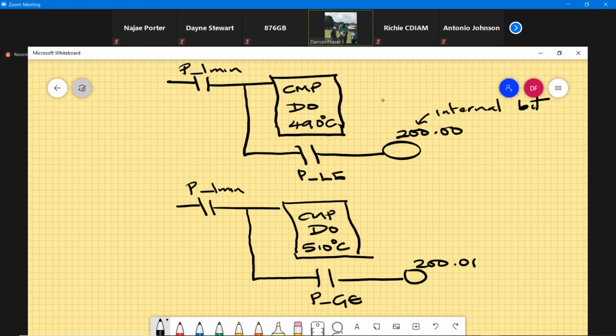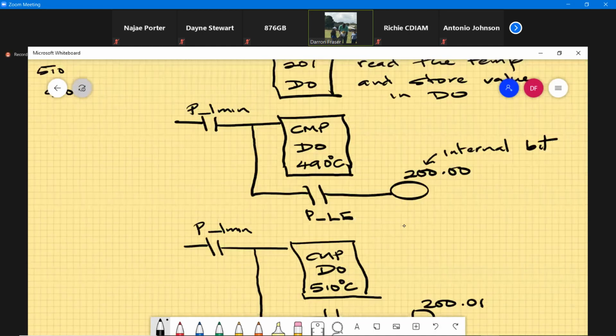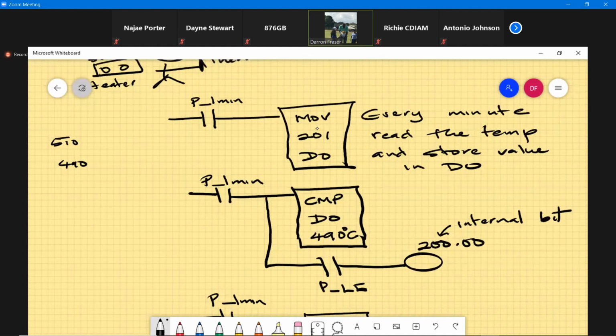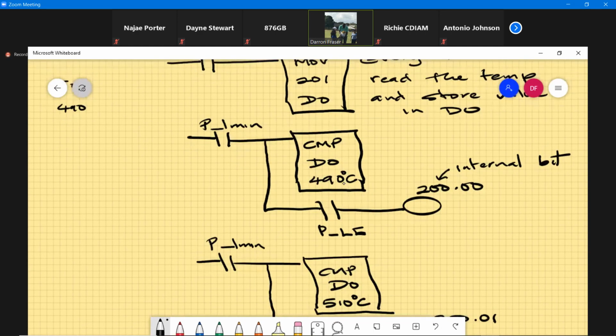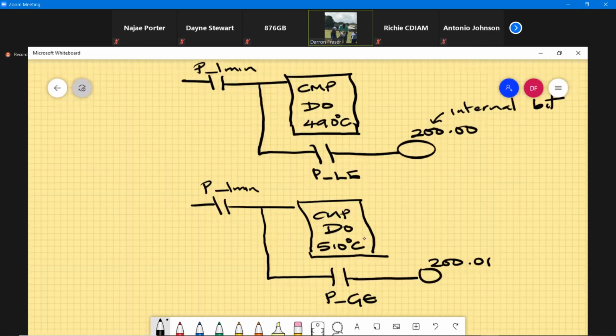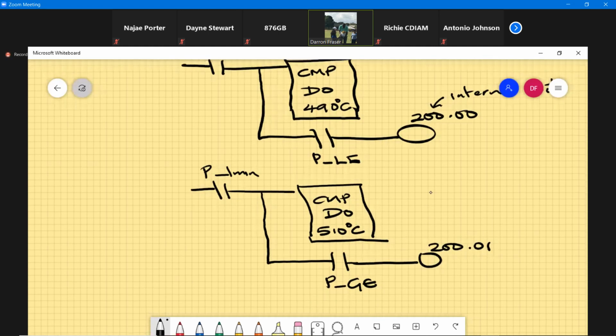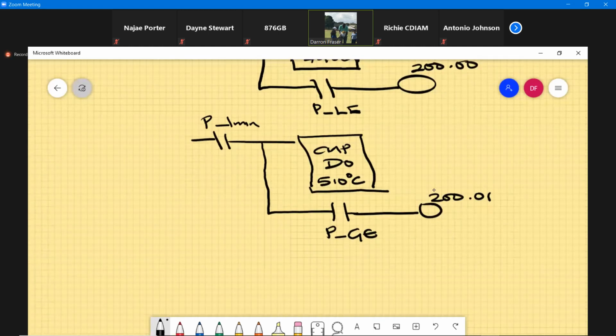So this flag here, when we make the comparison, if it's greater than or equal to the temperature, then the flag is going to be set high, it's going to close and turn on the bit. Okay. So every minute we move the temperature into D0. If this is below 490, we're going to turn on one internal bit. If it is above 510, we're going to turn on another internal bit.